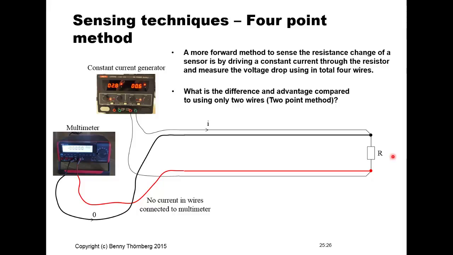So this is the benefit with using the 4-point method, that there is no current flowing through the wires that are connected to the voltage meter.